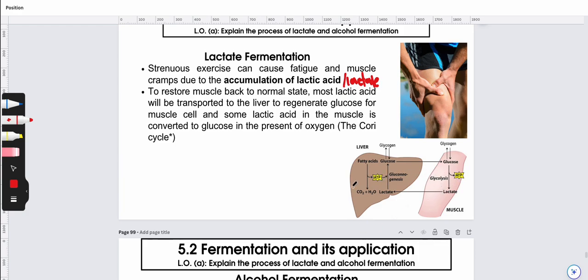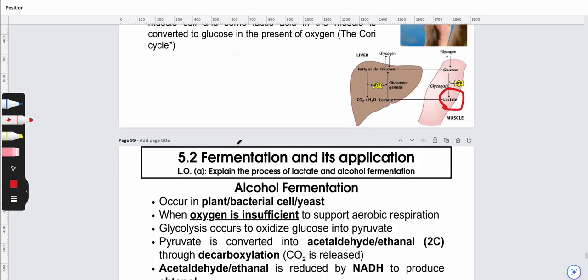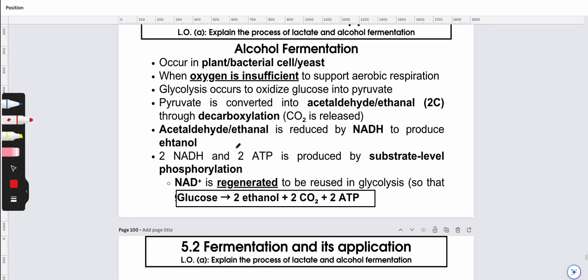Alright, is that clear? This one is very toxic in our muscle, so it will be transferred to the liver. This is the liver, so that we can generate more glucose. So this is a cycle here, as you can see. Okay, so enough on lactate fermentation. Let's talk about alcohol fermentation.